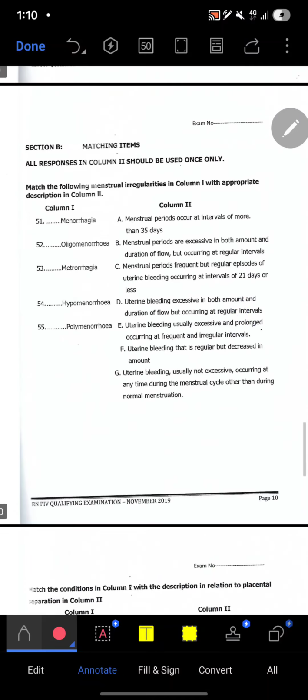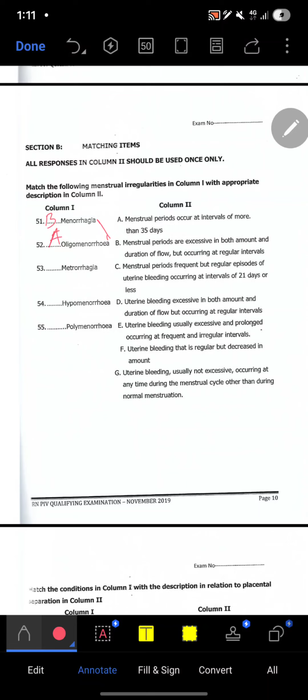We move on to cross-match. The first set says, match the following menstrual irregularities in column 1 with their appropriate description in column 2. 51 says menorrhagia, the correct answer is B, which is menstrual periods that are excessive in both amount and duration of flow but occurring at regular intervals. 52, oligomenorrhea, the correct answer is A, which is a menstrual period occurring at intervals of more than 35 days.